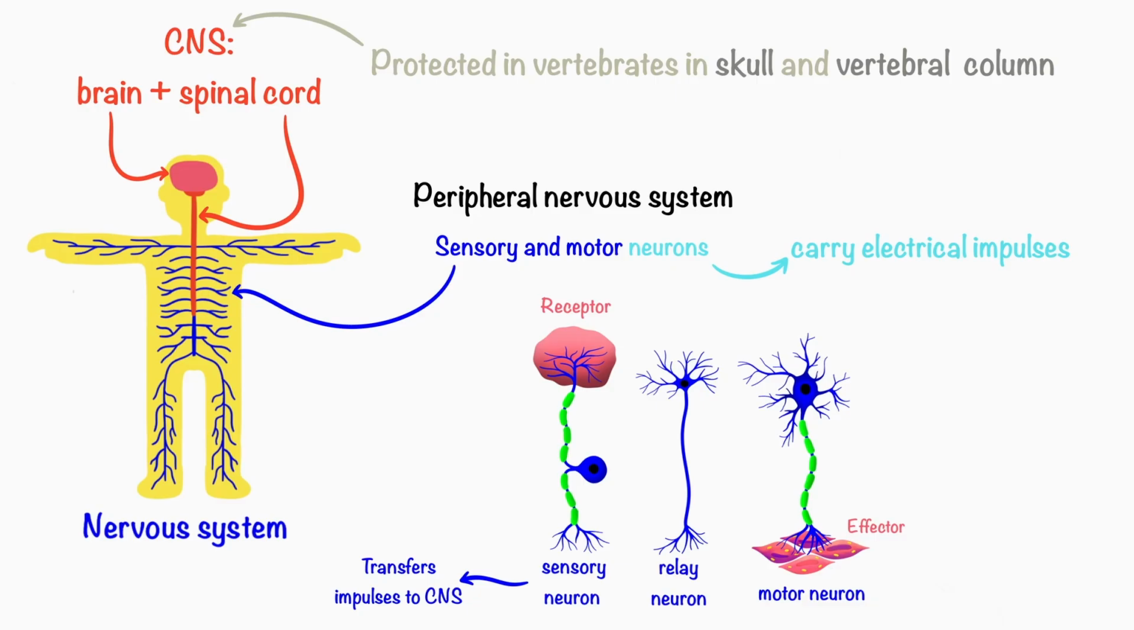Sensory neurons carry information as electrical impulses from receptors to the CNS. Motor neurons carry electrical impulses from the CNS to effectors, the parts of the body that respond to commands from the nervous system.